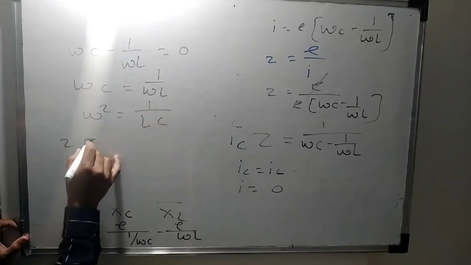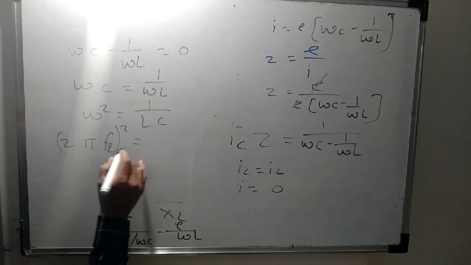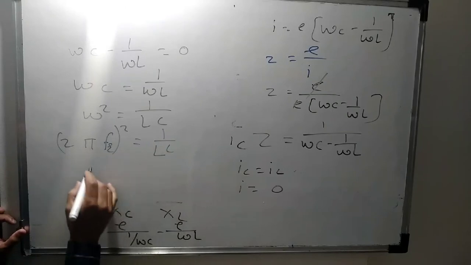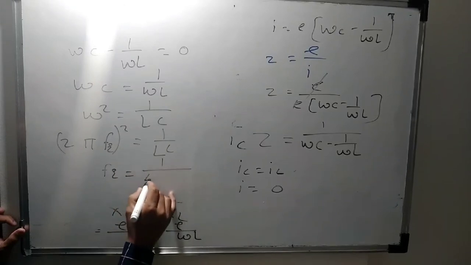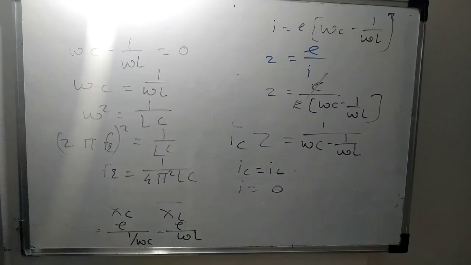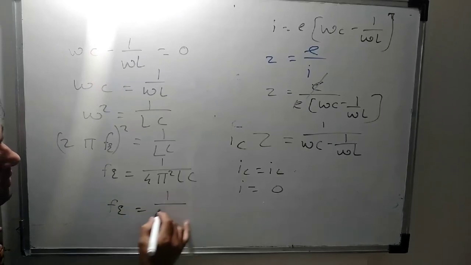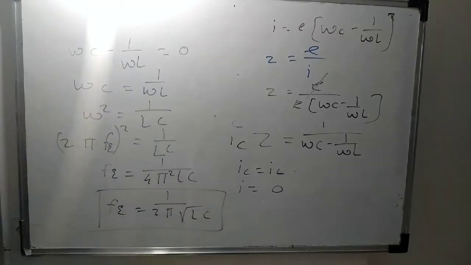Omega is nothing but 2 pi F. So we can write the square of the resonant frequency, with the 2 pi, equal to 1 by LC. Sending the 2 pi to this side, FR squared becomes 1 by 4 pi squared LC. If you take the square root on both sides, then FR is equal to 1 by 2 pi under root L upon C. This is the equation for the resonant frequency when the capacitor and inductor are connected in parallel.